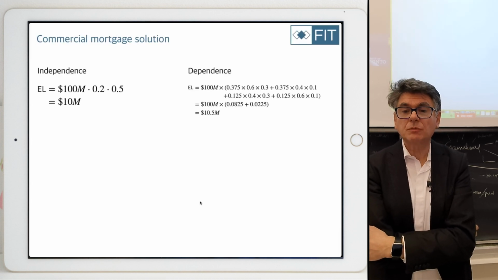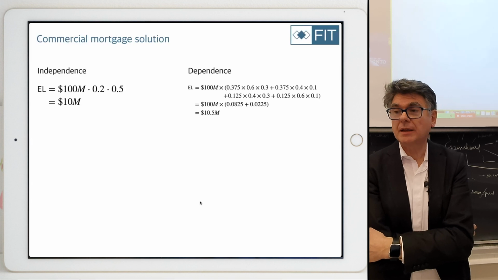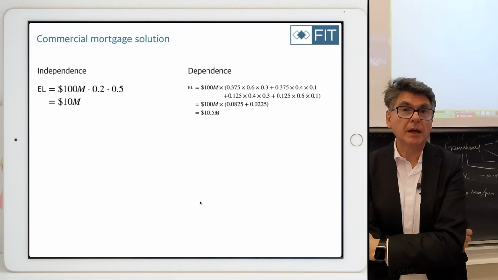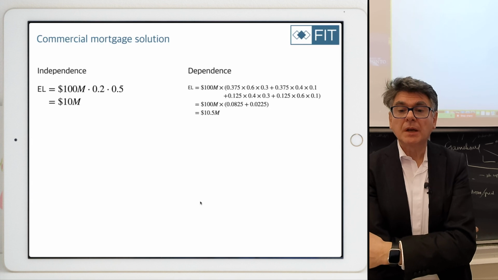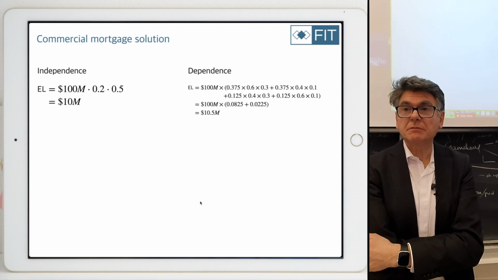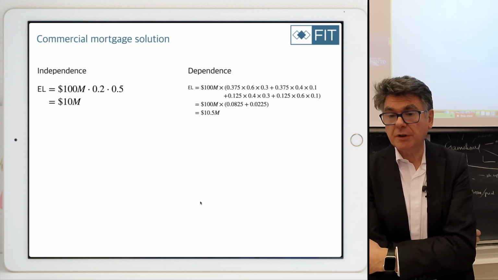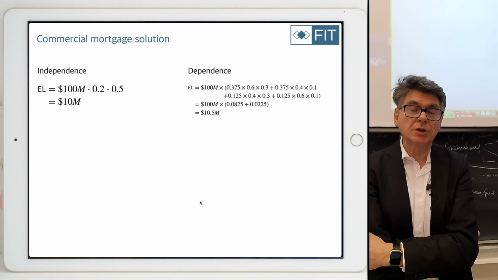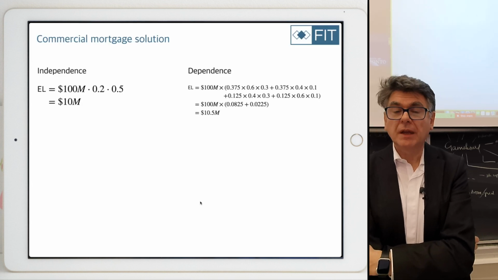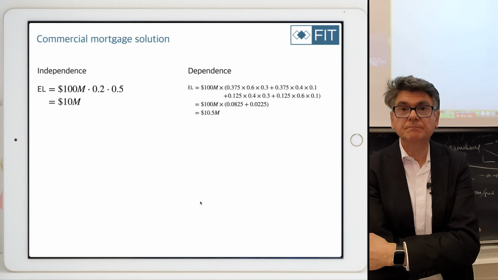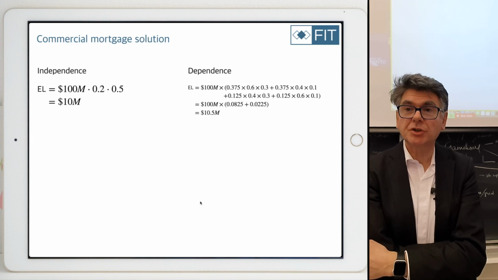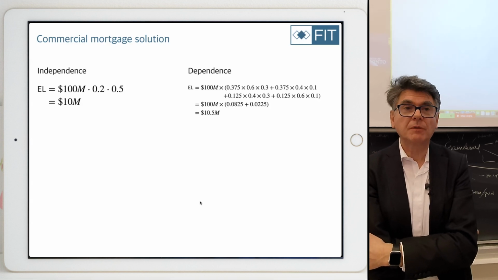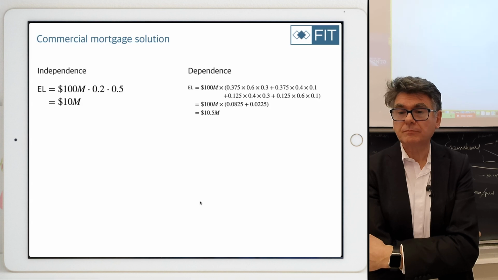In the case of dependents, what you have to do is multiply the exposure, which is constant, 100 million, times the 60% loss given default. This is not a recovery, it's the loss given default, times the 30% probability of default. That will happen with 37.5% chance, and same thing for the other three events.